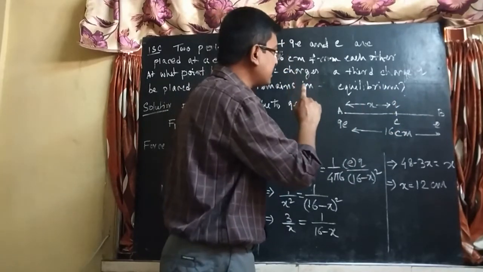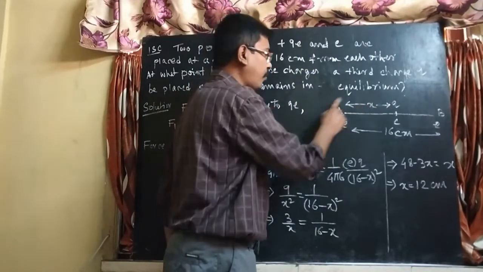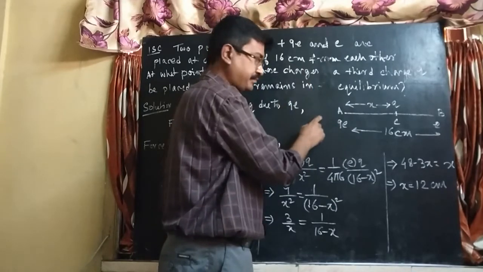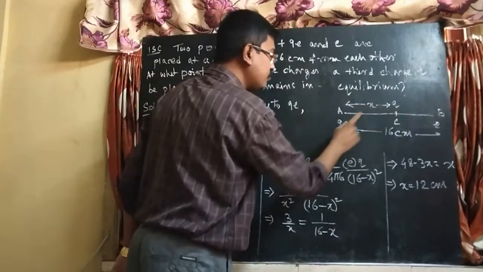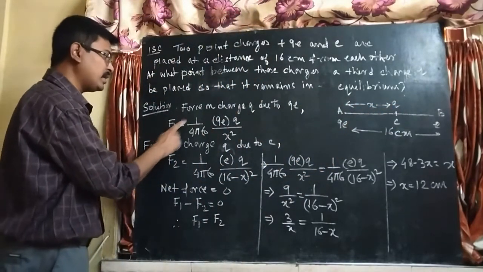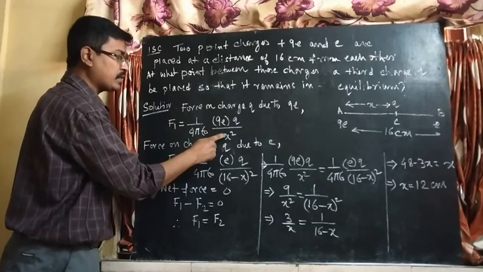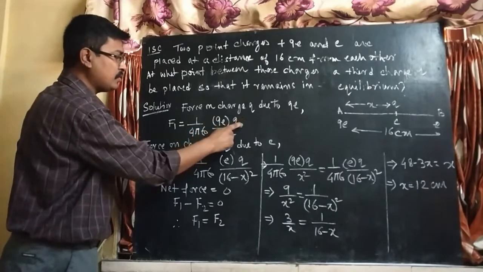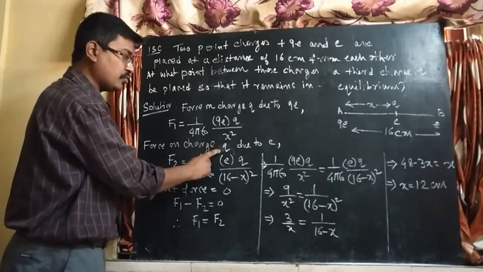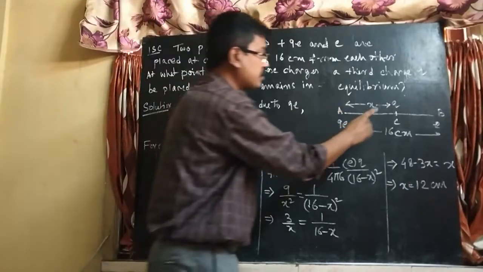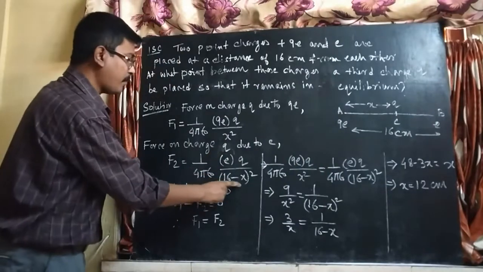So let us start by placing Q at a distance of x from the point A, meaning from the point charge 9e, which is placed at A. So the force on charge Q due to 9e is F1 equals 1 by 4 pi epsilon 0 times 9e and Q by x square. What is the distance between the charge 9e and Q? It is x, so I have written x square, not r square. Now the force on charge Q due to e: the distance is 16 minus x, so 16 minus x whole square.